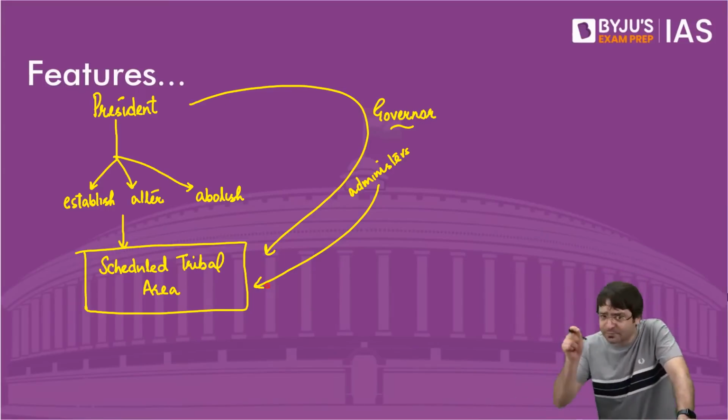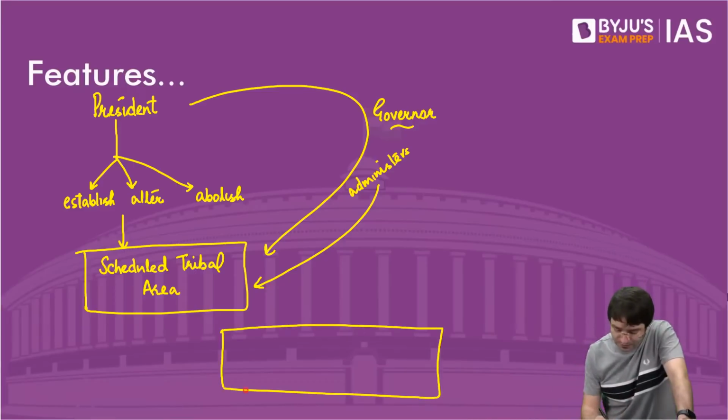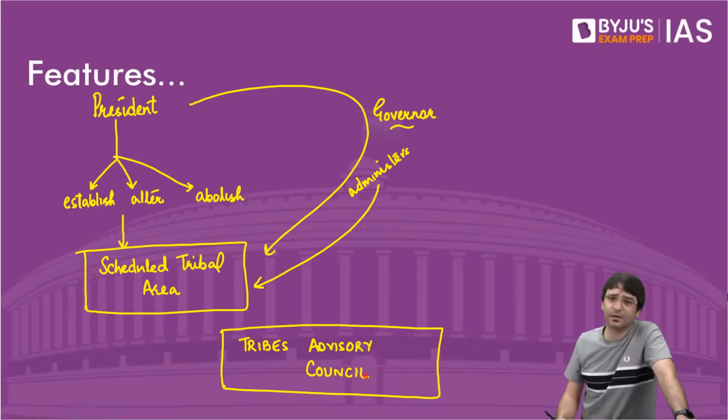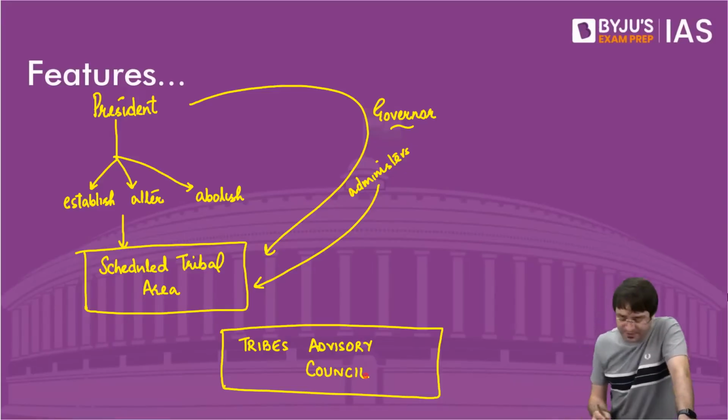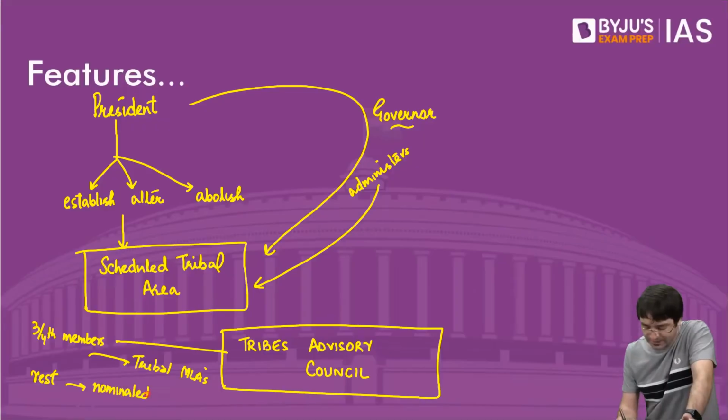And how does the governor administer the scheduled tribal area? By establishing a council known as the Tribes Advisory Council. In this Tribes Advisory Council, 3/4 members will be the tribal MLAs, and the rest nominated by the governor.